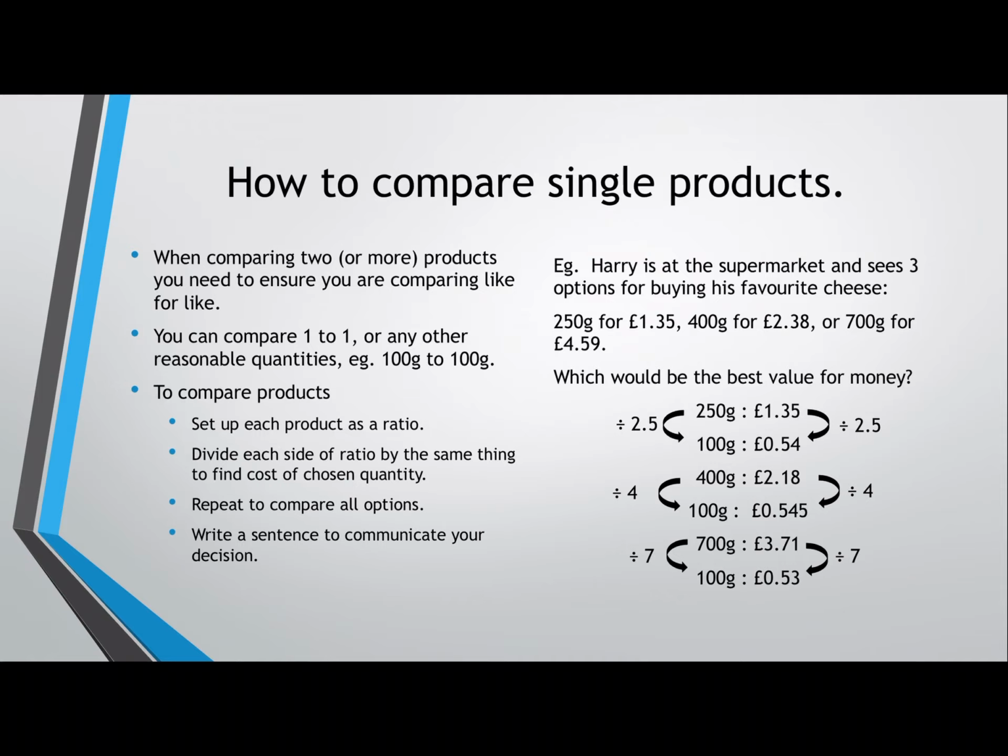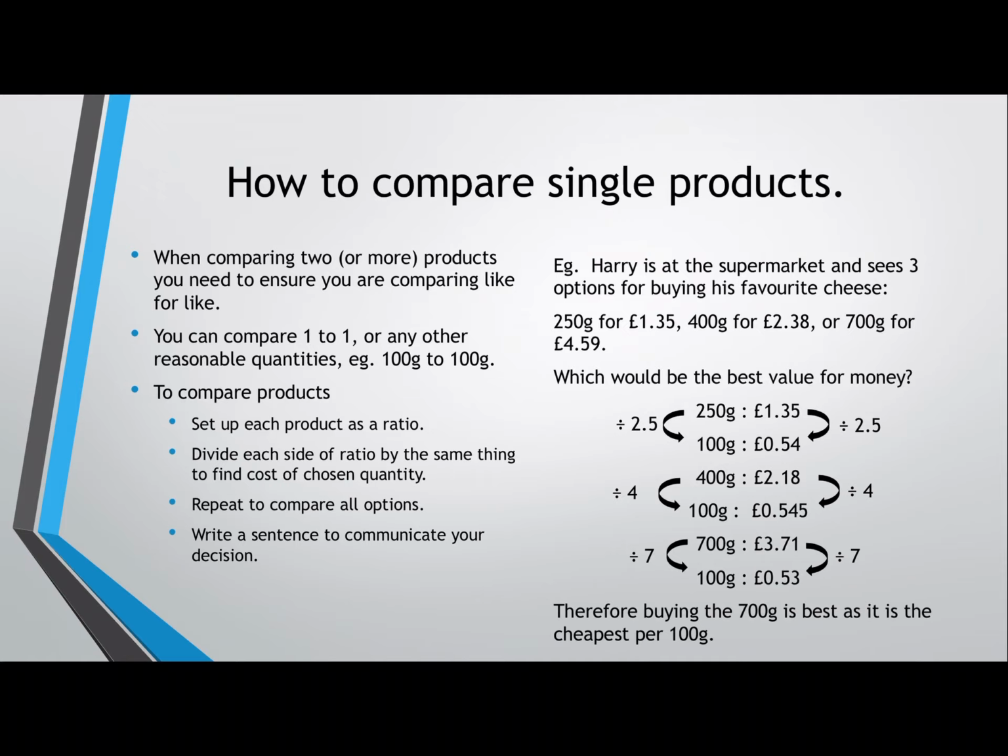So we know that per 100 grams, the 250 grams was 54 pence. For the 400 grams, it was 54.5 pence. And for the 700 grams, the 100 grams cost 53 pence. So we now can compare and make a little sentence on the end. So therefore, buying the 700 grams is best as it was the cheapest per 100 grams.